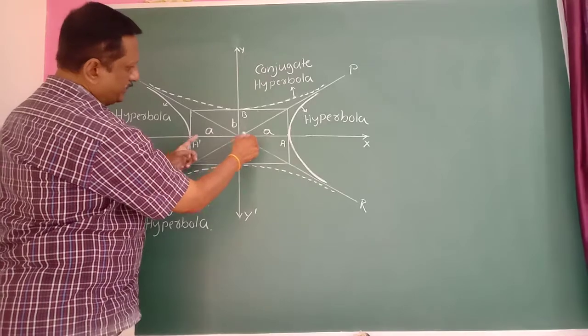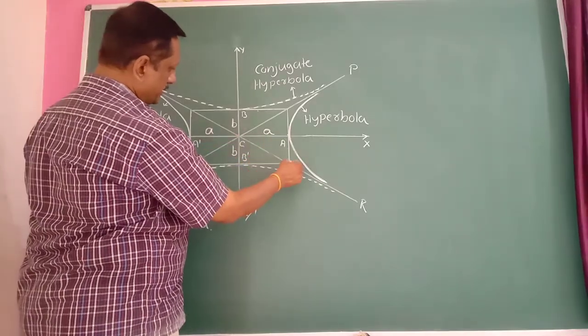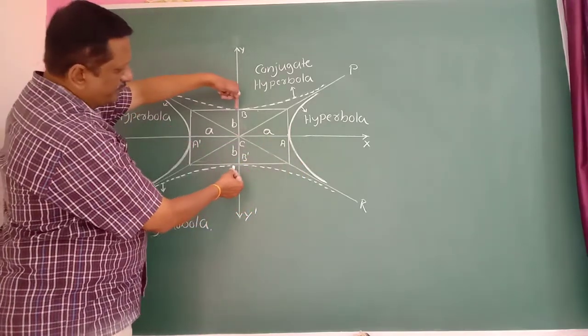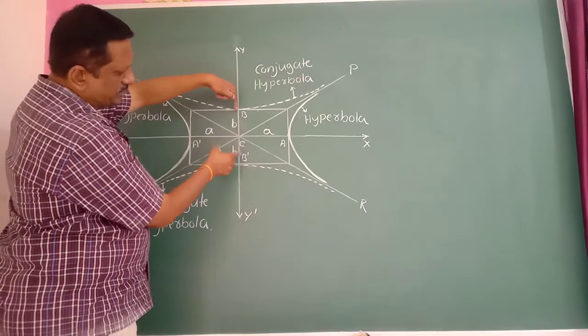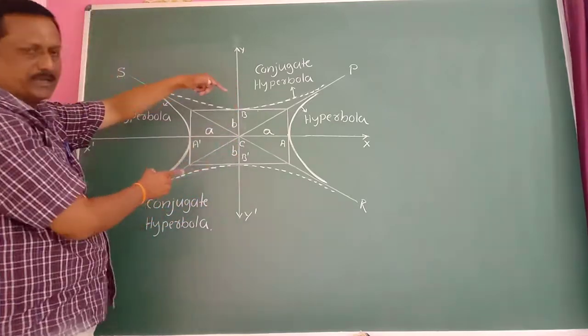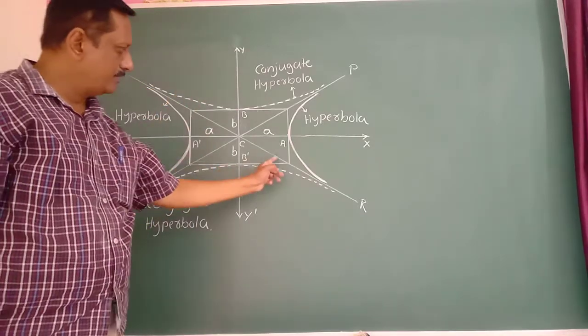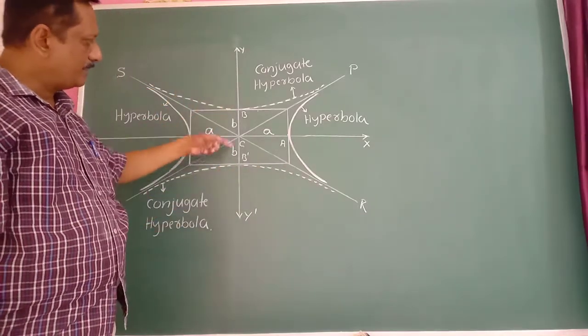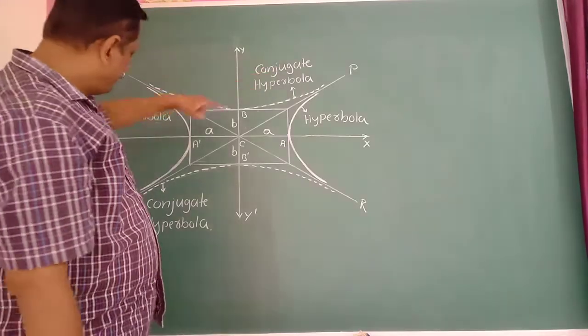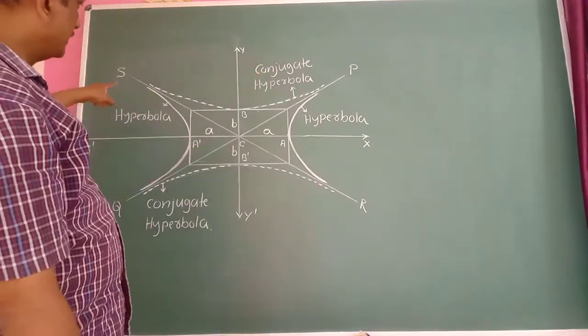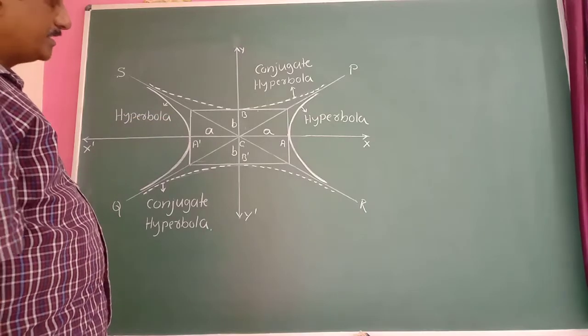This is a unit, this is also a unit here. So its length is 2a, and the breadth of the rectangle is 2b. This is b, this is also b here. b plus b becomes 2b. The length of the rectangle is 2a, and the breadth of the rectangle is 2b. Then PQ and RS are called asymptotes here.